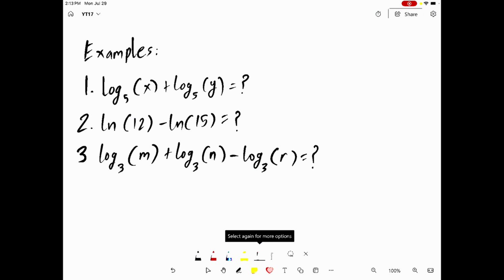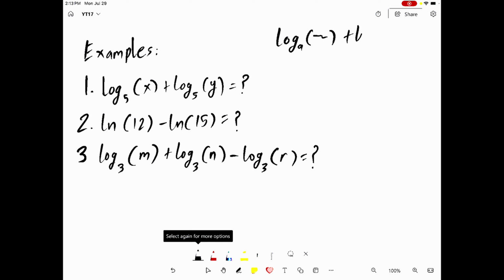Our first example is logarithm base 5 of x plus logarithm base 5 of y. And we want to know what this is equal to. Now, this is really simple because if you look at the logarithm formula above in the lesson page, what we would see is logarithm base A of something, in this case x, plus logarithm base A, which is 5, of something else. We would have to multiply these two. So the answer to this would be logarithm base 5 of x times y. This is our first example.